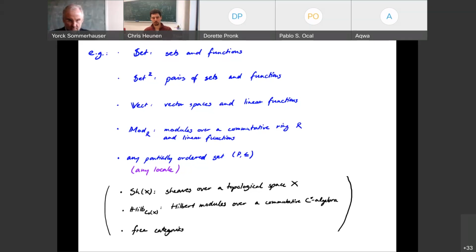Now, I listed some more examples on this slide in black. I'm not expecting you now to know what they are, but we will introduce and use them later on. The first one is sheaves over a topological space, a sheaf of sets. And the second one is if you start with a locally compact Hausdorff space, you can look at Hilbert modules over the commutative C-star algebra that has that topological space as its spectrum. And you can build various free constructions of categories that satisfy certain things. So we'll meet these things later. I want to mention them now because they are examples that you could keep in mind while we go through all the definitions, but I don't expect you to know them yet.